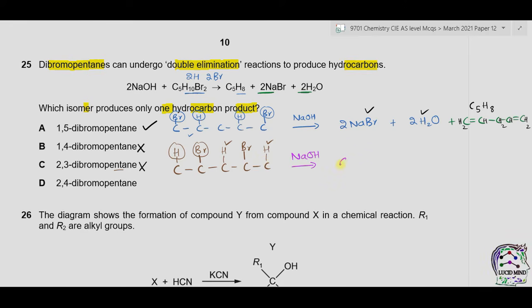In the first product, we have a double bond between the first two carbon atoms as these two are removed, and another double bond between these two carbon atoms as this hydrogen is removed along with this bromine. Now in the second possible product, the first double bond will be at the same place, while the second double bond will be between these two carbon atoms as this hydrogen is removed along with this Br. The rest are hydrogen atoms.